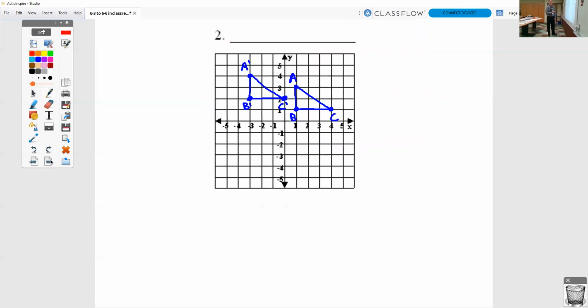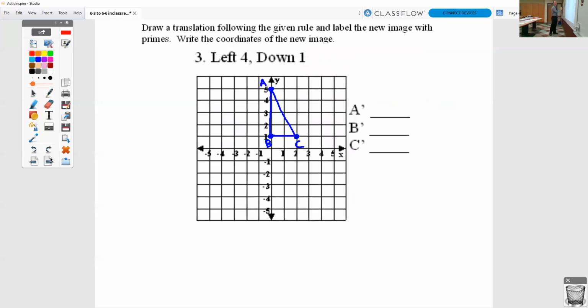All right. Take a look at question number 2. Again, we want to go from A to A prime. So we're going 1, 2, 3, 4 places to the left. So we're going left 4, and then we're going up 1. Again, if you said up 1, left 4, that's fine as well.